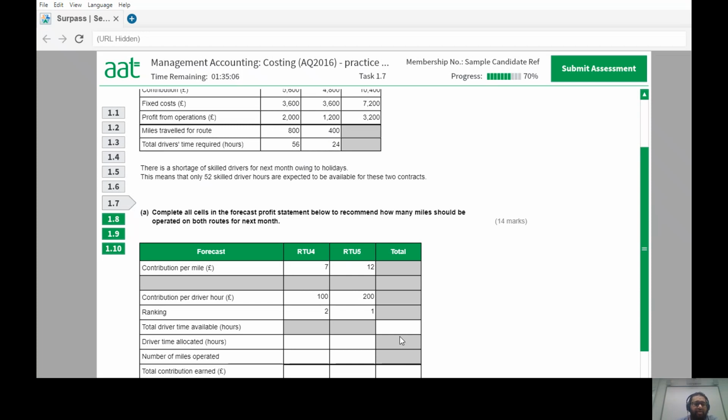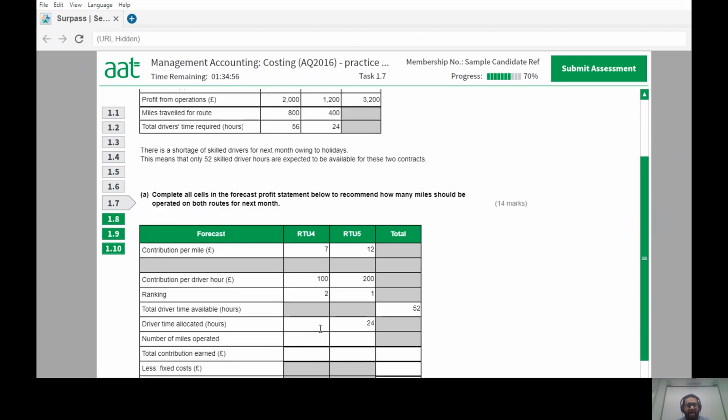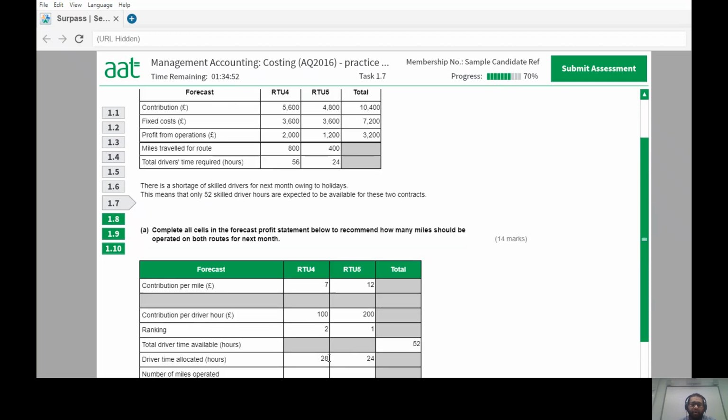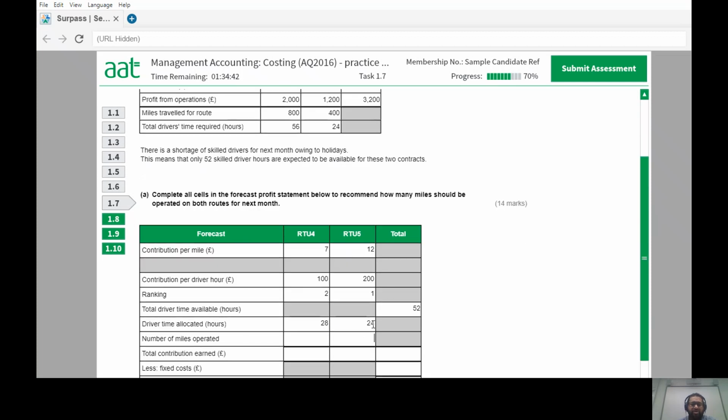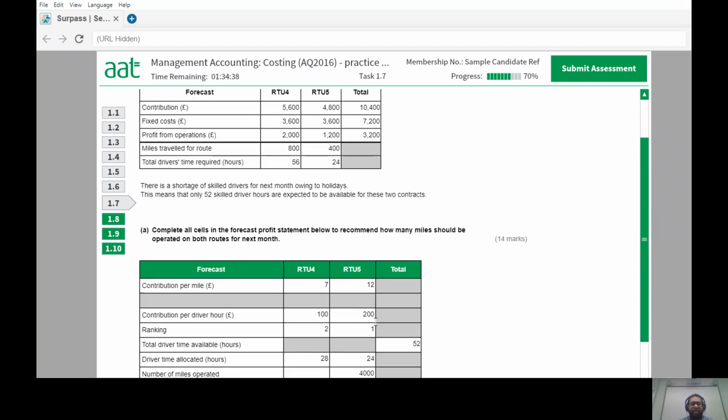So therefore, we're going to allocate the total hours according to our availability. 52 hours we have available. I'm going to allocate all 24 which are required for RTU 5, and whatever is left after that, 28 hours, will go to RTU 4. So this one will use the maximum and this one will use whatever is left over. They are asking you what is the total number of miles operated. We are not losing any miles here, so we have all those 400 miles operating now.